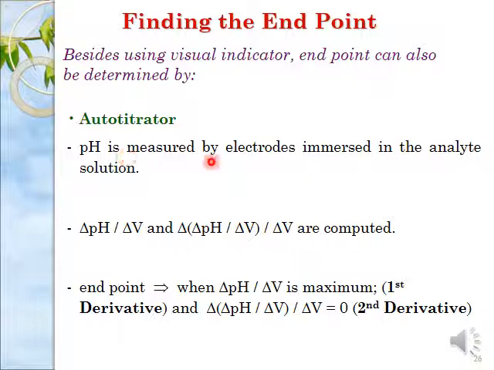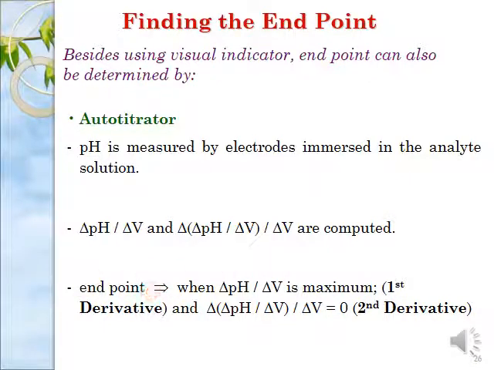The pH will be measured by the electrode immersed in the analyte solution during the titration process, and then we can compute the difference in pH divided by the difference in volume, and also the difference of the difference in pH over the difference in volume. The first derivative is maximum, and at the second derivative you get 0. So that will be the endpoint.